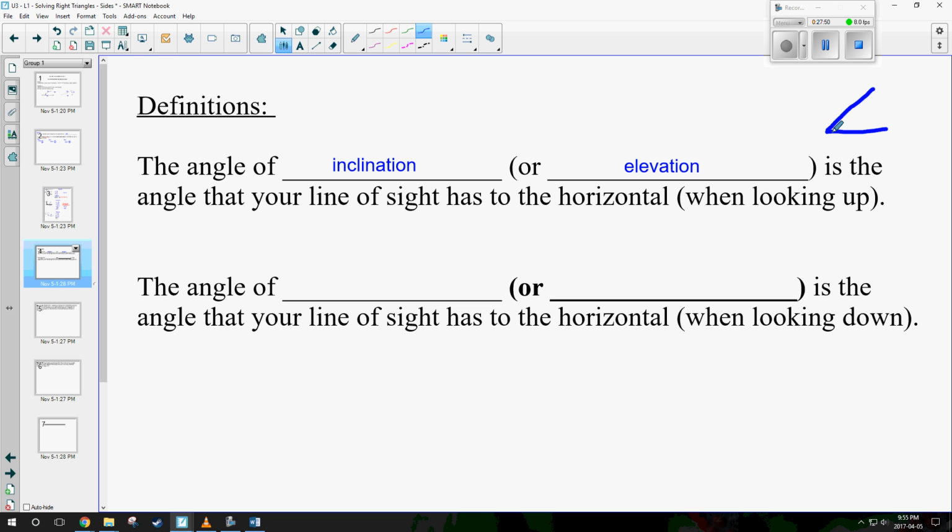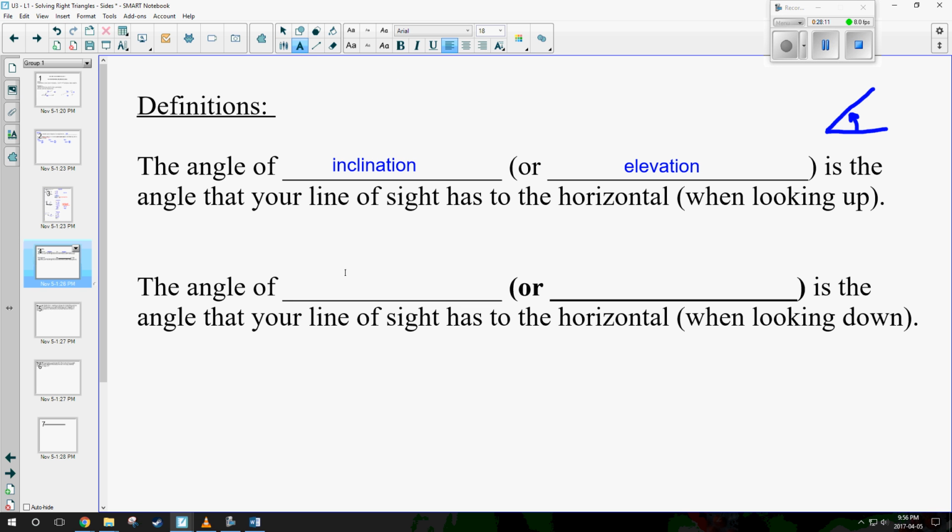looking from the horizontal and looking up, this is the angle of inclination. It is whatever the horizontal looking up. So whenever it talks about an angle of inclination or an angle of elevation, that's what it's talking about, from the horizontal looking up.